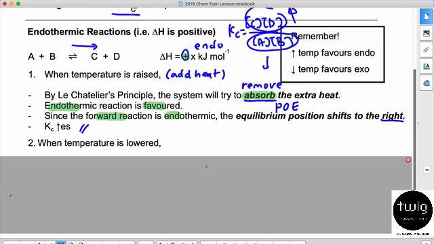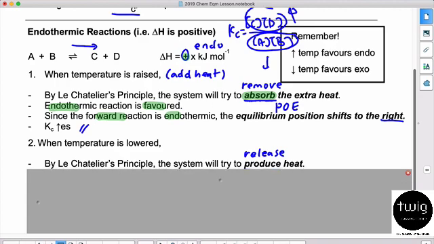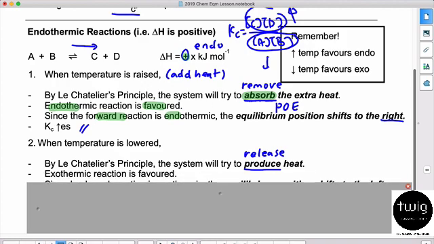Okay, help me out. When temperature is lowered, lowered means we actually took away some heat. So heat is actually being removed. So by LCP, what does it want to do? What's the word you're going to use? The system must try to what? Release heat or produce heat. You take away some heat, you lower the temperature, it wants to raise the temperature. So you try to produce more heat or release heat. So to produce heat, it must be what? Endo, exo? Exo. So right, exo is favored.